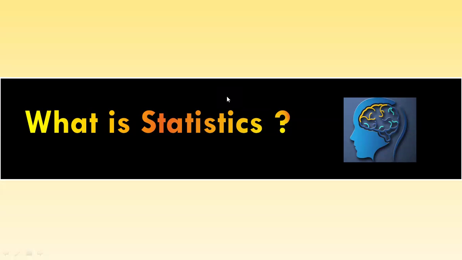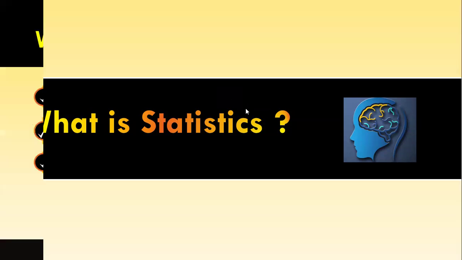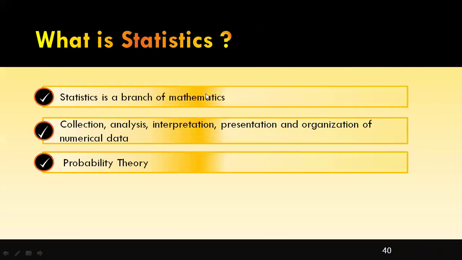Descriptive statistics is summarizing the data. Simply summarize the data. So that is what descriptive statistics says. First of all, what exactly is the study all about? It is a branch of mathematics. What exactly studying statistics means is we collect the data, analyze, interpret, present, organize and utilize the data. Statistics also helps us to make predictions. So we'll be learning probability theory as part of statistics.